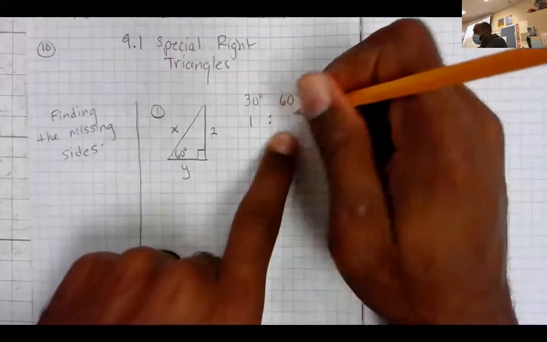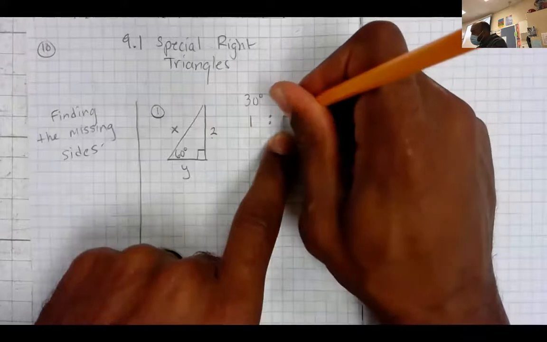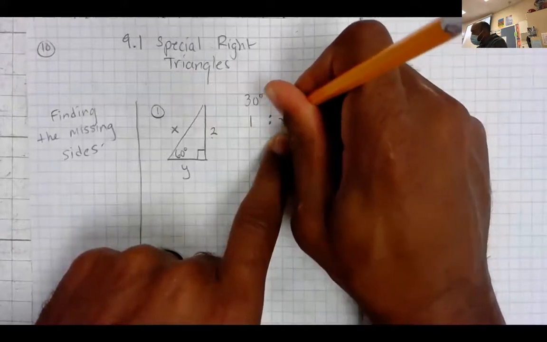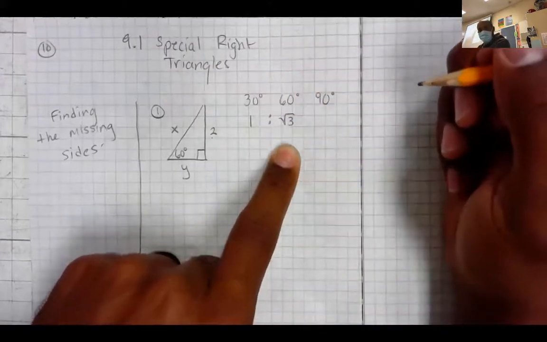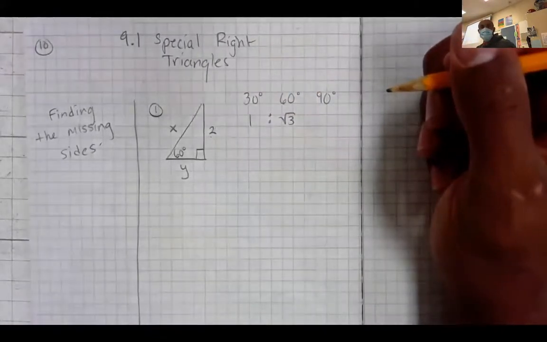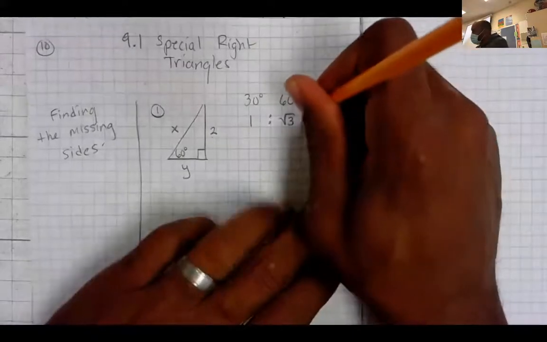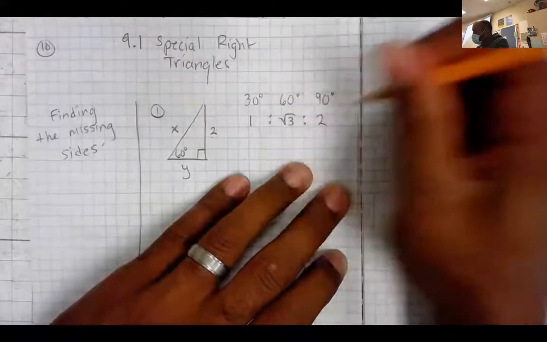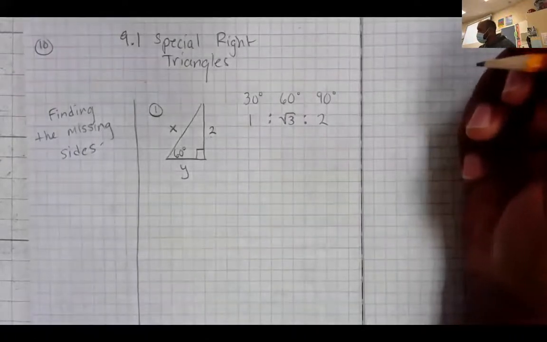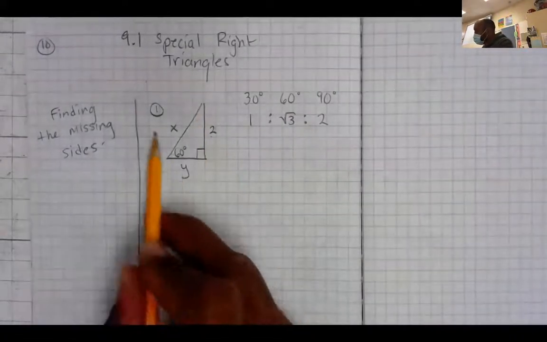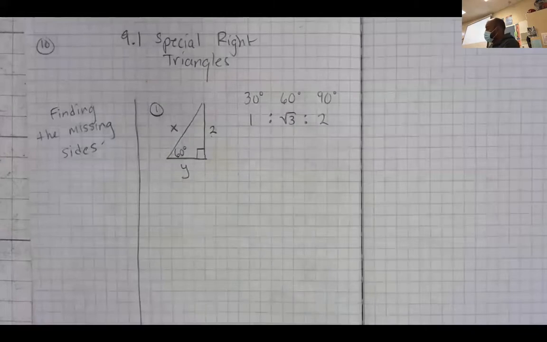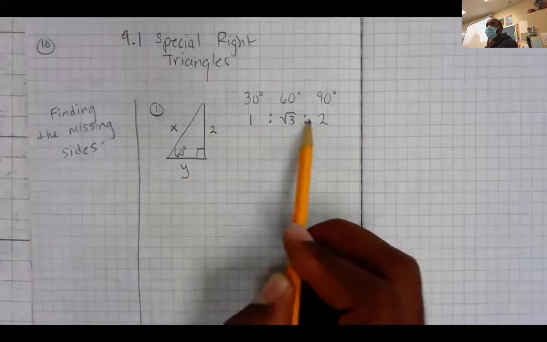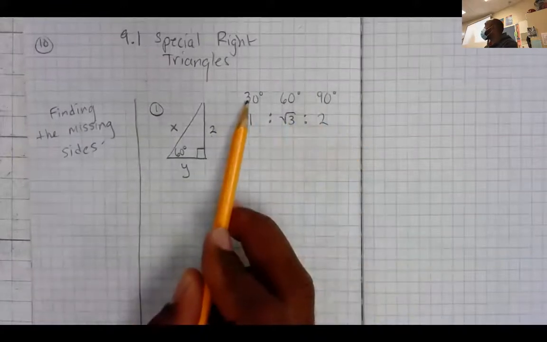For 60, it's going to be root 3. And then for 90, it's going to be 2. Okay, so it'll always be, and again, what this is referring to is the side that is across from that angle has this ratio.